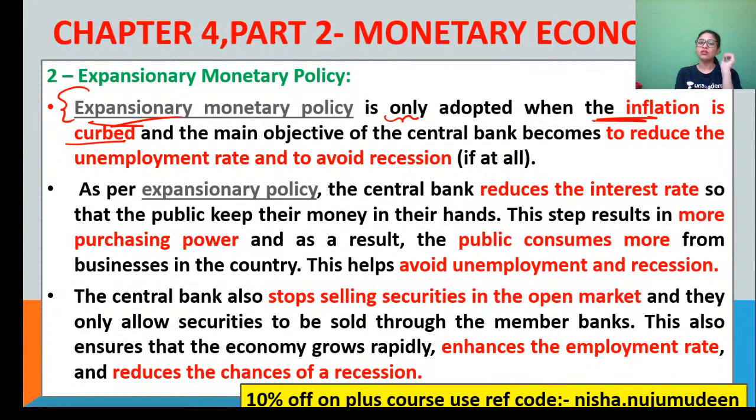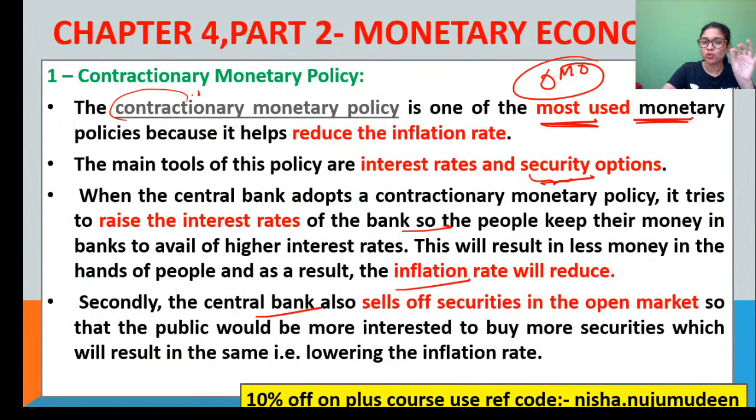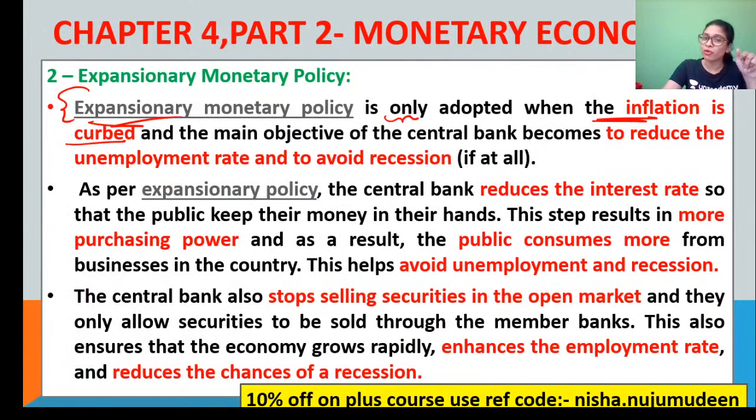So now the public will start keeping money in their hands. See, this is more or less similar. Look at the contraction policy. The main tools are again interest rate and securities, that is open market operations, to reduce the inflation. Contraction policies by RBI are this. Similarly, in the case of expansionary monetary policy also, RBI does it.